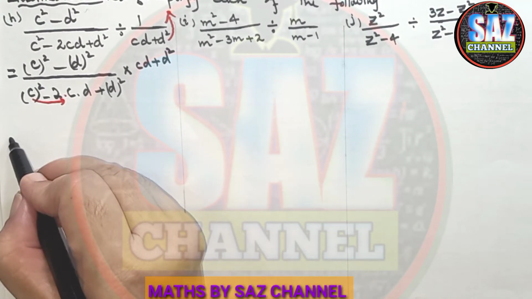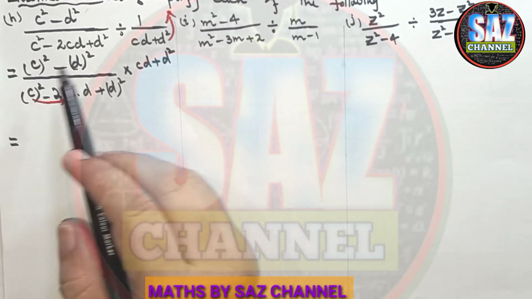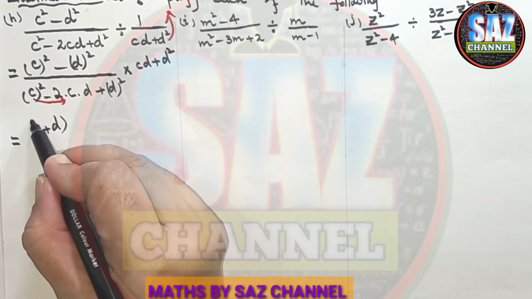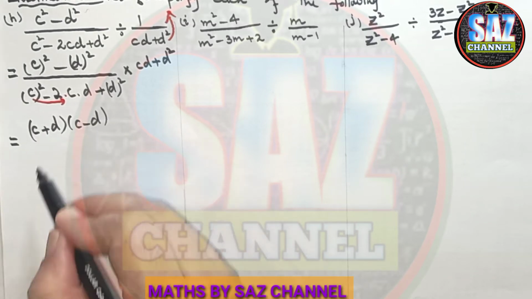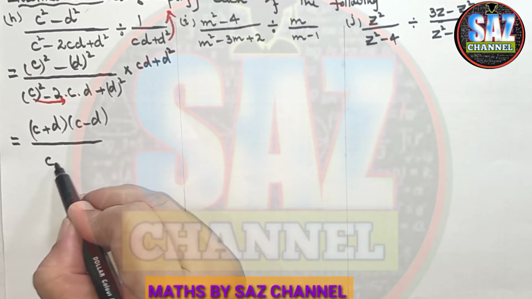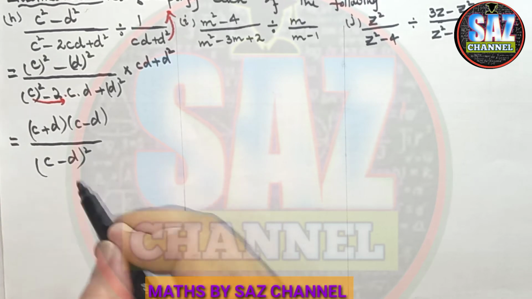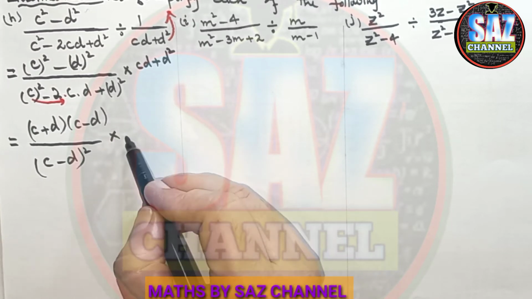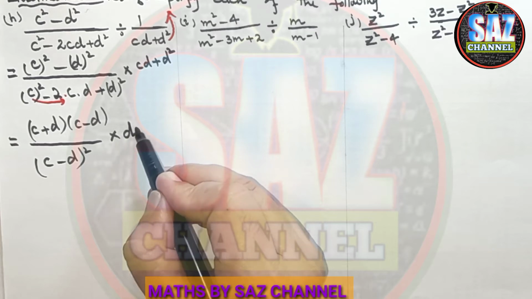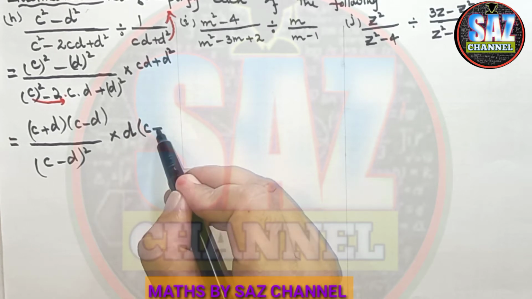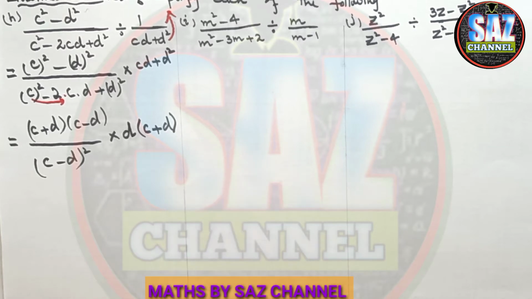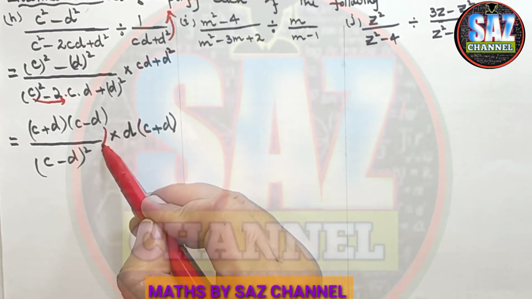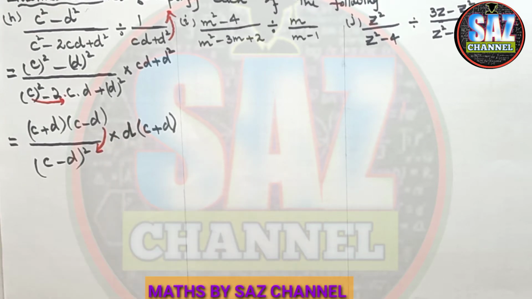Now coming to the next step, we can see that c square minus d square can be written in form of the identity c plus d multiplied by c minus d upon c minus d whole square multiplied by, if we look at cd plus d square, we can pull out d, and when I am taking d out inside the bracket, I will be left with c plus d. Now if we look at the numerator and denominator carefully, we can see that this c minus d and c minus d whole square are the like terms.